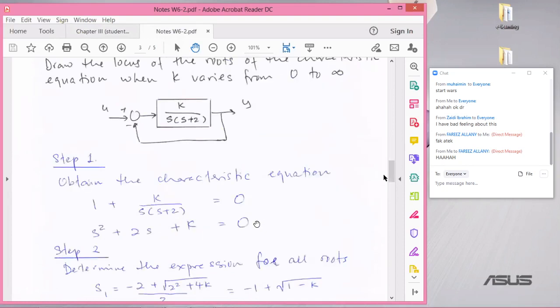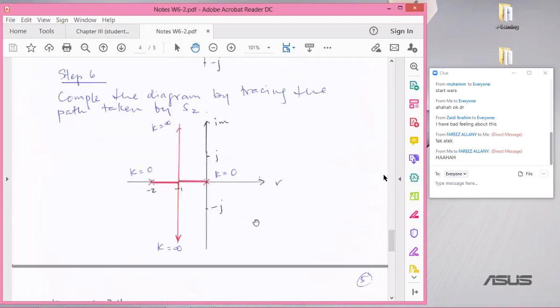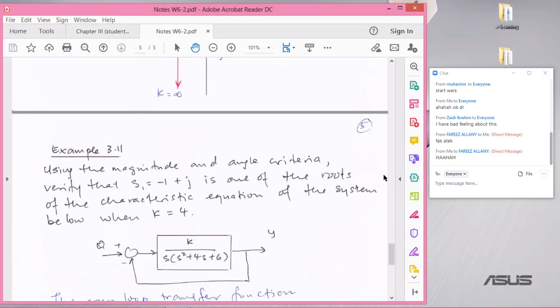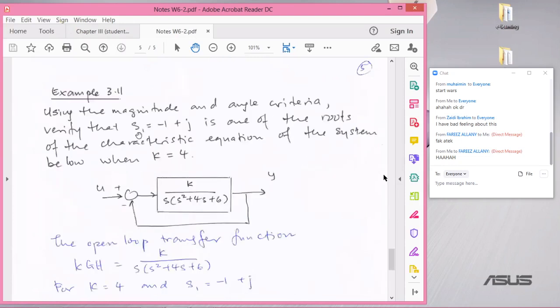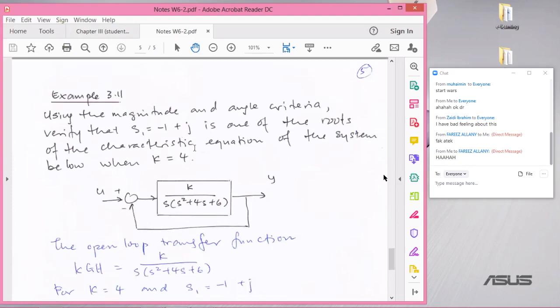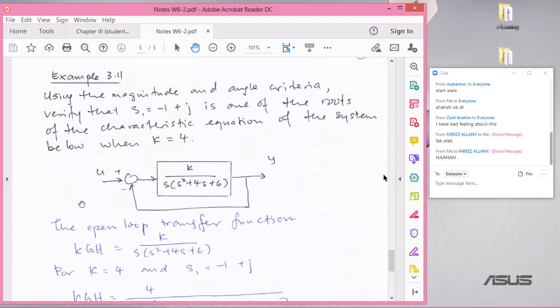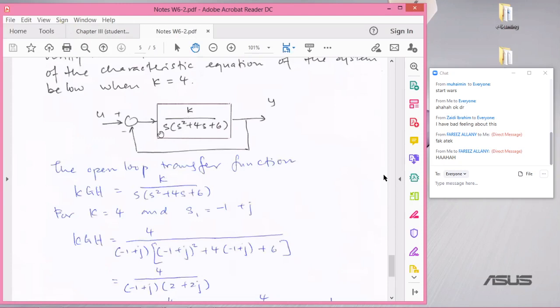Okay, let's go to the final example. Using the magnitude and angle criteria, we want to show that the point -1 plus j is one of the roots when k is equal to 4. So your first task is to obtain the open loop transfer function. The open loop transfer function is KGH. Since our H is equal to 1, KGH is just equal to k divided by s squared plus 4s plus 6. So this is the open loop transfer function.